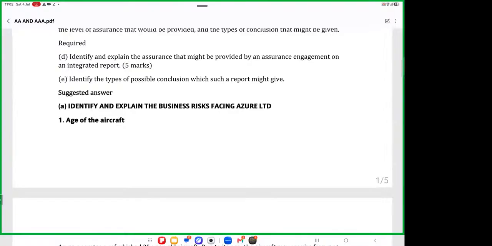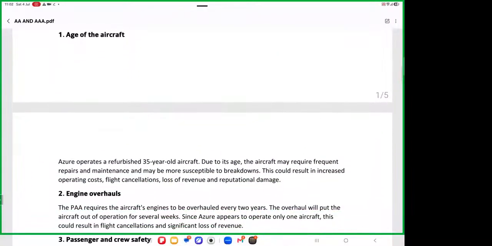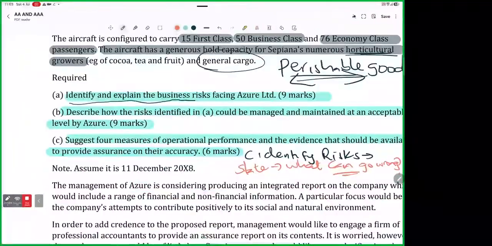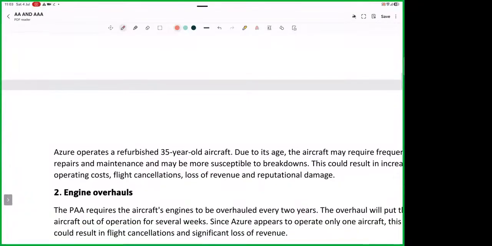So identify and explain the business risks facing Azure Limited. The first one is the age of the aircraft that everybody was able to see. Azure operates a refurbished 35-year-old aircraft.